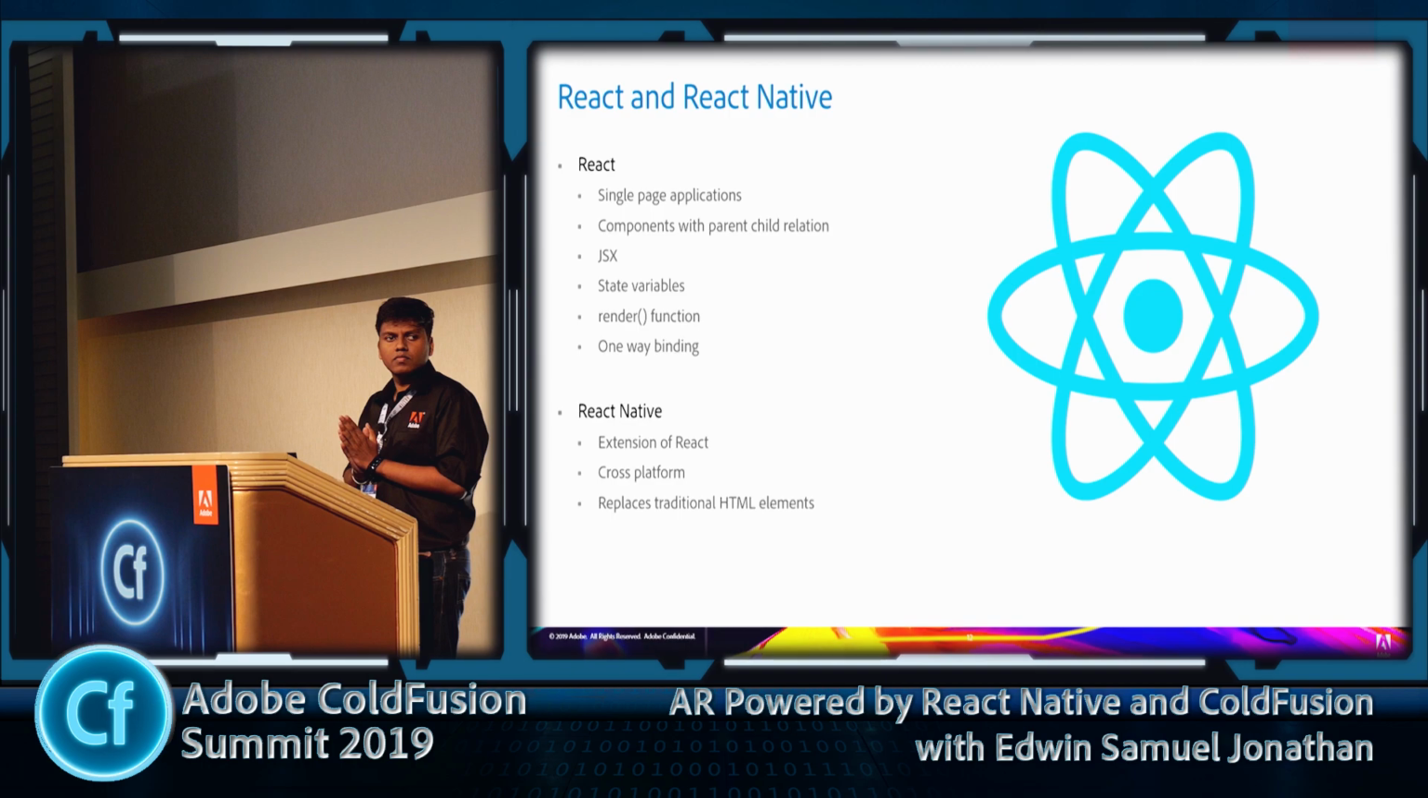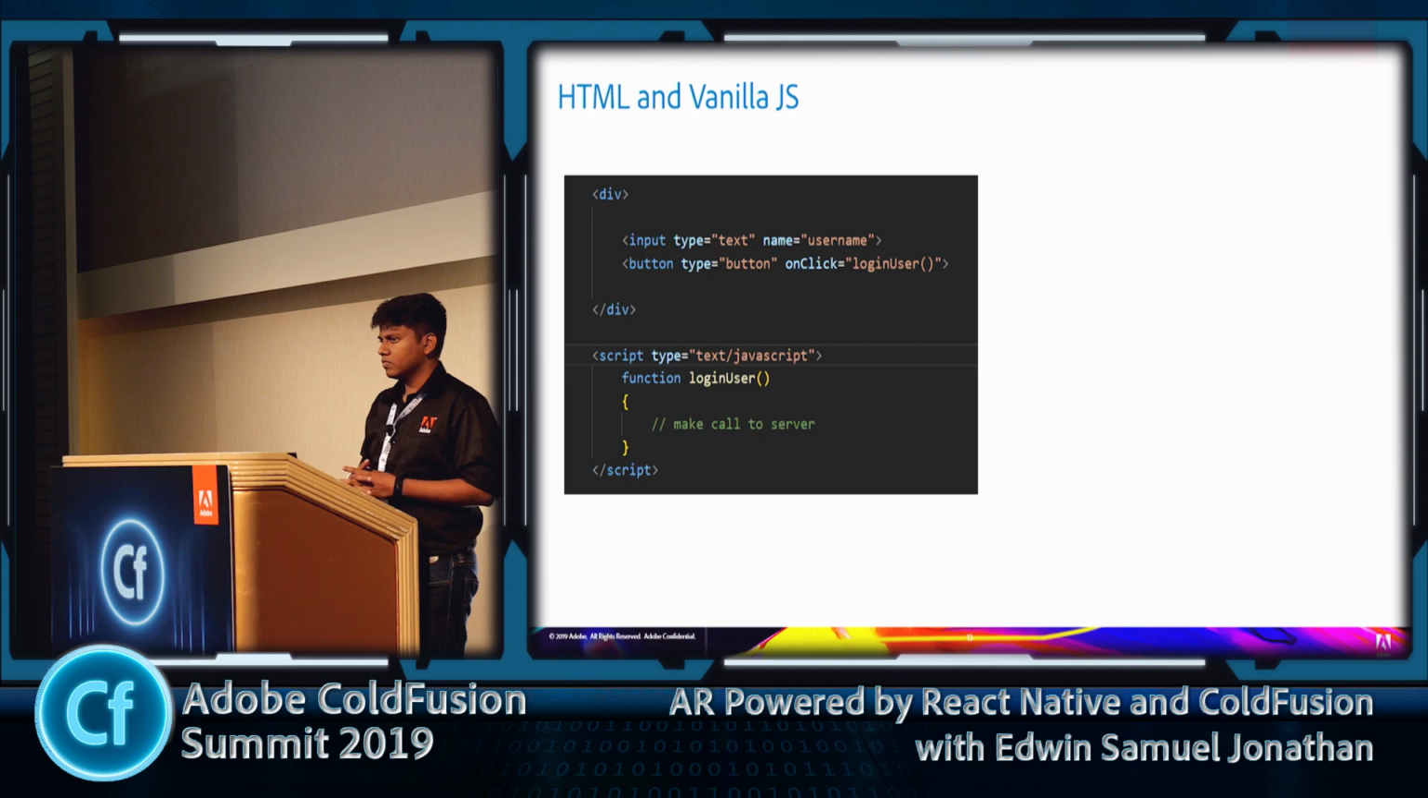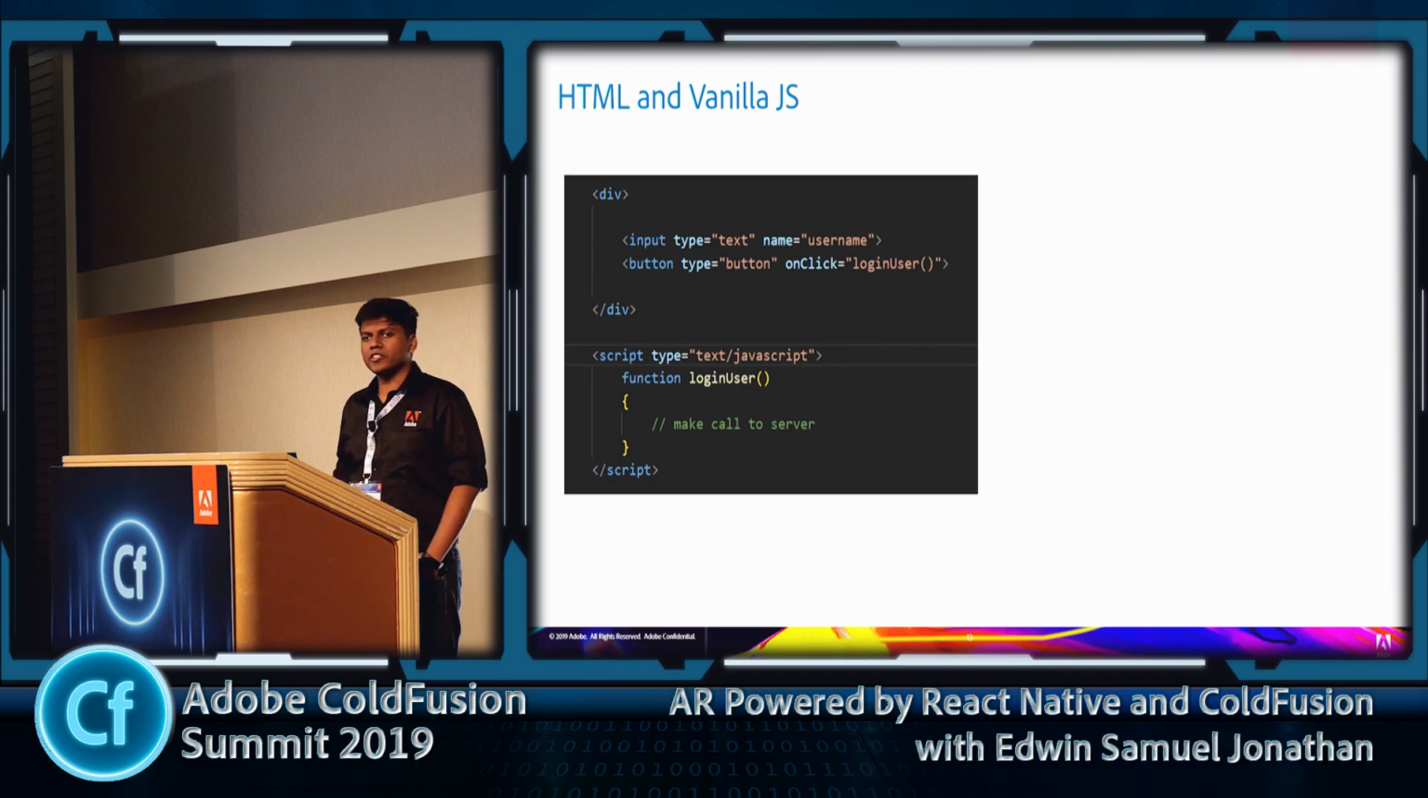I'm going to show you a quick illustration of what it would look like for regular JavaScript compared to React and React Native. In ordinary HTML and vanilla JS, this is how you would write a simple login form. Here I'm accepting a user input as the username, and I have a button. On clicking the button, I'm going to make a call to a function called loginUser, which in turn is going to contact my server. As you can see within the div, I just have an input of type text for the username, and then the button, which has an onClick function calling the loginUser function.